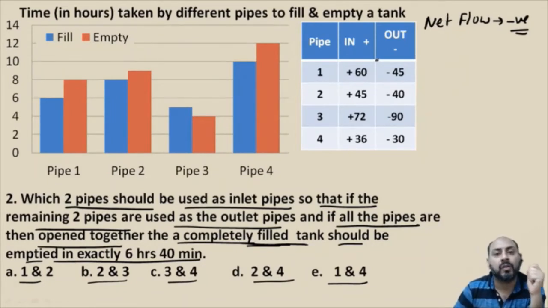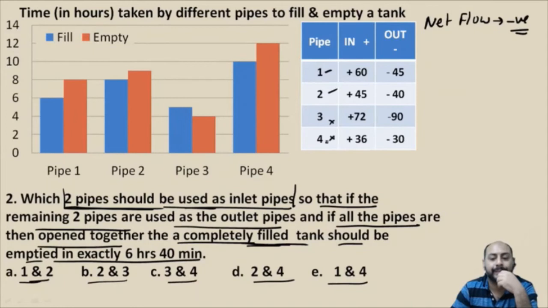So, we'll be eliminating all those options which are giving us a positive net flow, and this can be done easily. These options are for those two pipes to use as the inlet pipes, and the other ones will be used as the outlet pipes. So, if I'm using 1 and 2 as the inlet pipes, I'm going to use 3 and 4 as the outlet pipes. So plus 105 and minus 120 will give me a negative flow, that will be minus 15.